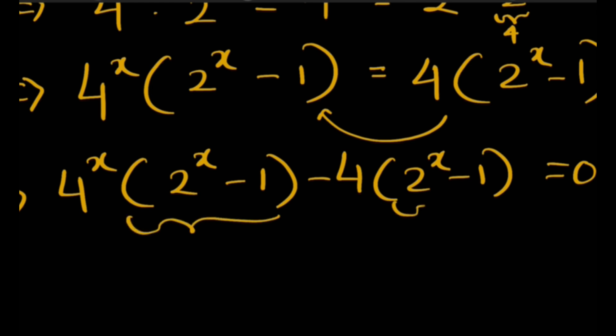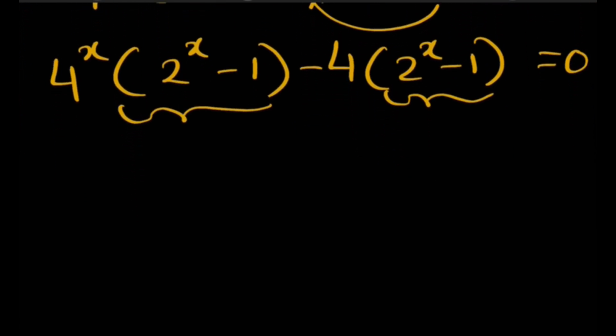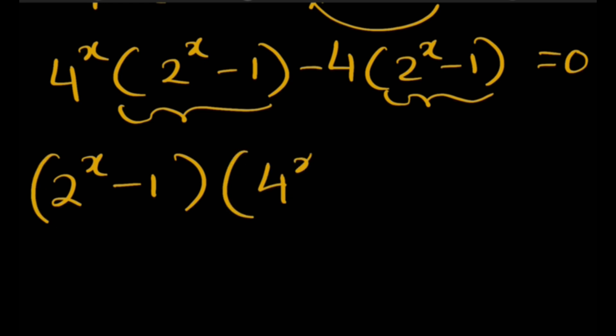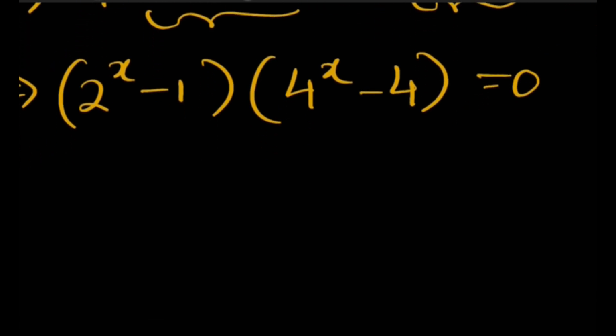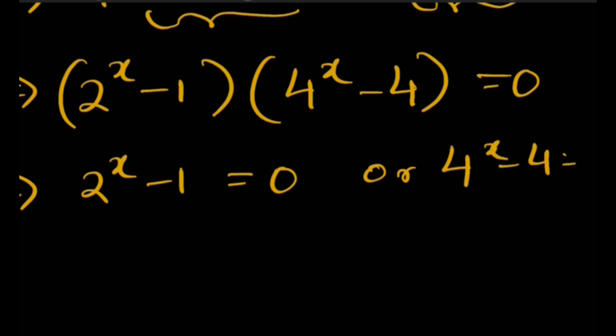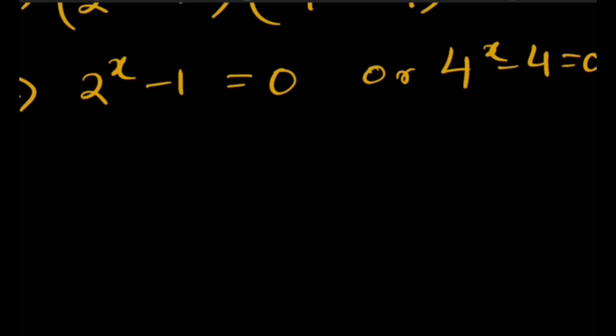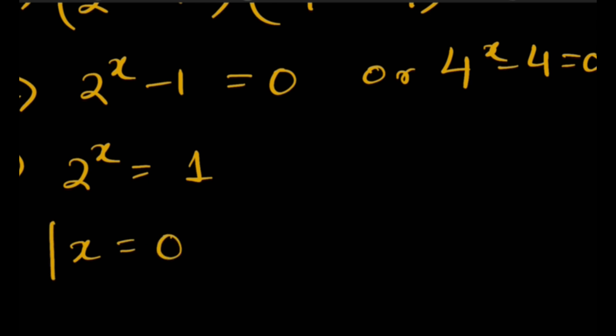As 2 to the power x minus 1 is common in these two terms, we can take this as common and we can write (2 to the power x minus 1) whole multiplied with (4 to the power x minus 4) is equal to 0. Now we can write these two terms as 2 to the power x minus 1 is equal to 0, or 4 to the power x minus 4 is equal to 0. Further solving this, we can write 2 to the power x is equal to 1, and as we know, anything to the power 0 is equal to 1. Hence we can write the value of x is 0.